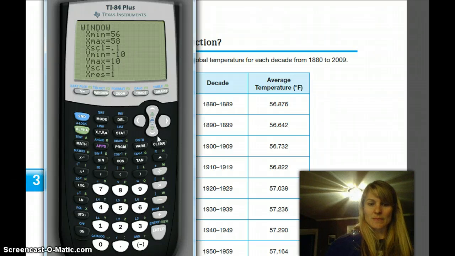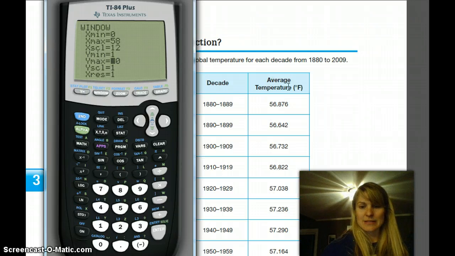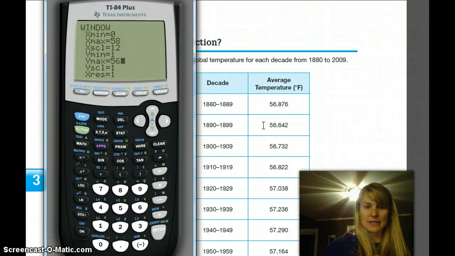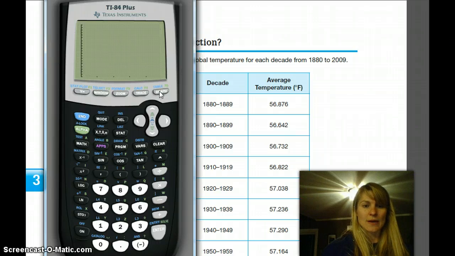And the Y minimum, or no, I did that backwards, I'm sorry. Take that back. The X minimum was the years. It started at year 0 and it went to year 12. I'm looking at the wrong column, apologize. And then for the scale, we wanted it to go up by 1 because it's just by years. Now this is the Y value, because this is the dependent and the X's are the independent, right? So I think we did 56 here. Our highest was 58, and I think we told it to go by 0.1. Okay, so then we hit graph.